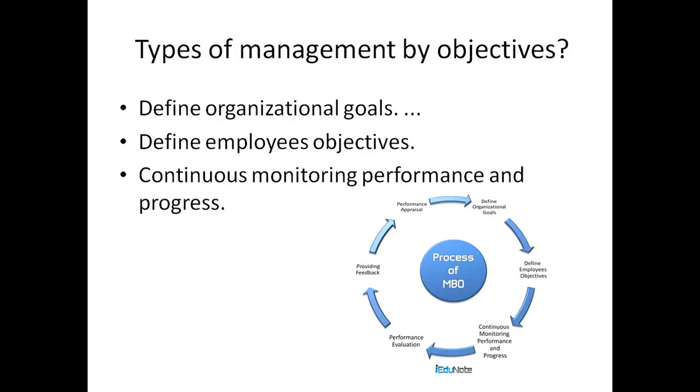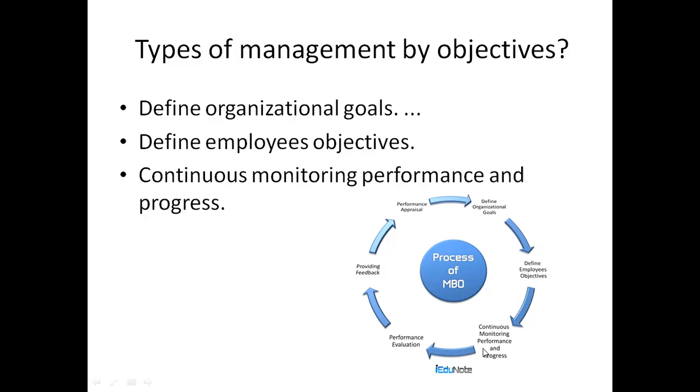It shows the process of MBO. First, defining the organizational goals. Once you define the organizational goals, the next point is defining the employees' goals, and there is continuous monitoring of the performance and the progress by the manager, the subordinates, or the head of the institution. He will continuously monitor the performance and the progress of the managers.